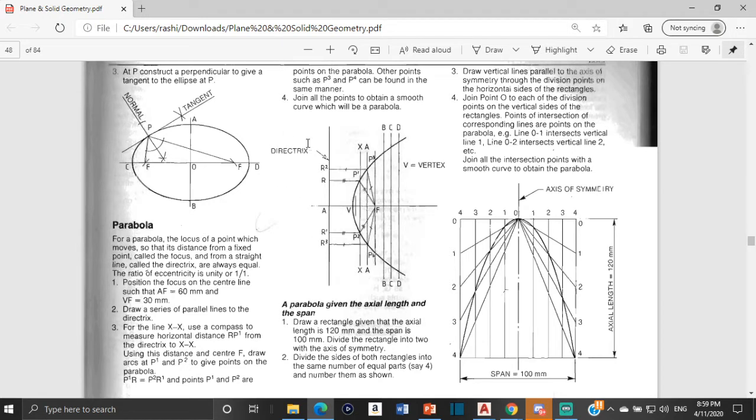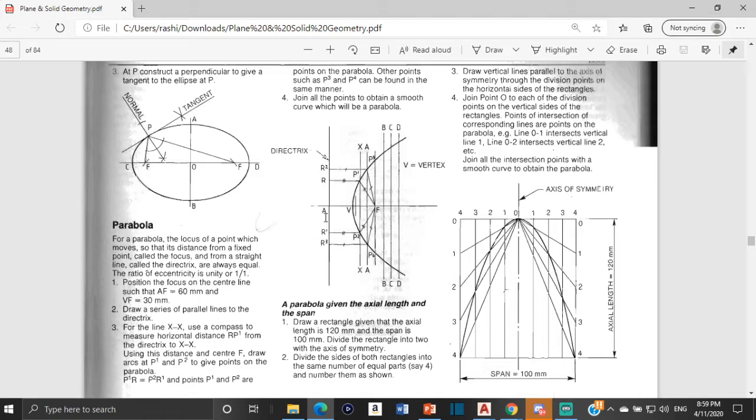Now we are going to start constructing our parabola. When you're given a parabola or a hyperbola or an ellipse to construct when you're given the ratio of eccentricity, you'll be given two things. You'll be given the ratio of eccentricity, and you'll be given the distance from the focus to the directrix, in this case the focus here to the directrix over here. Now, for a parabola, as I said before, the ratio of eccentricity is always going to be equal to 1, or unity.